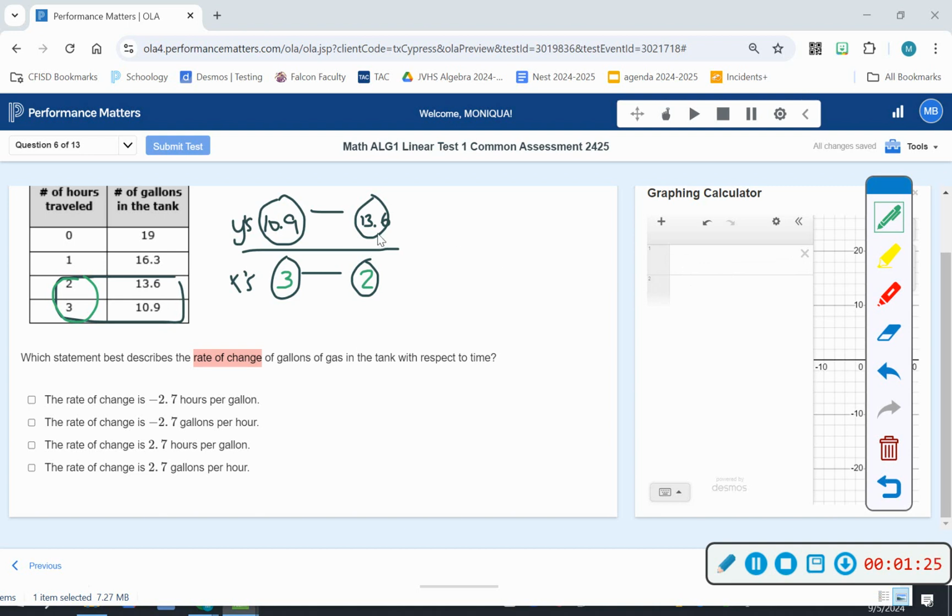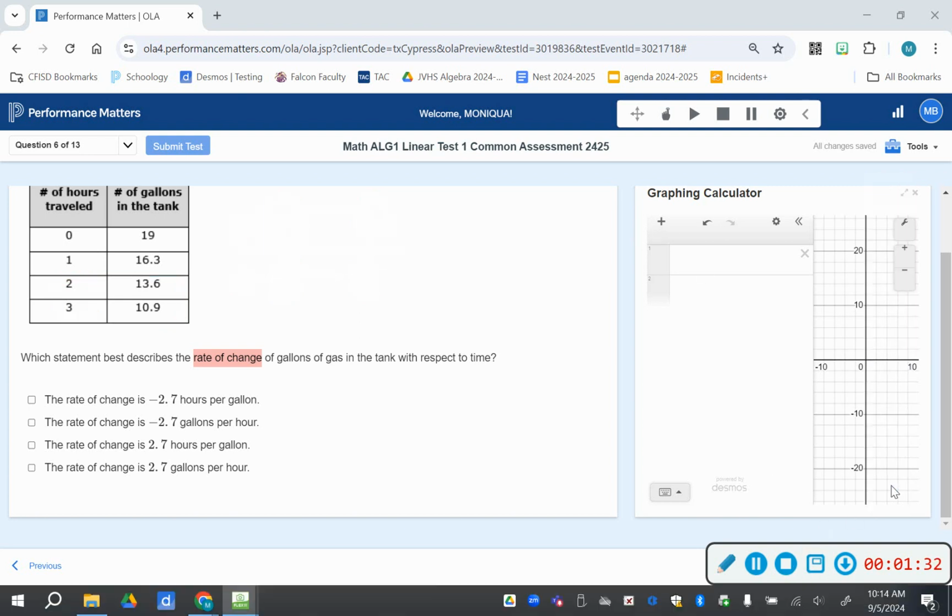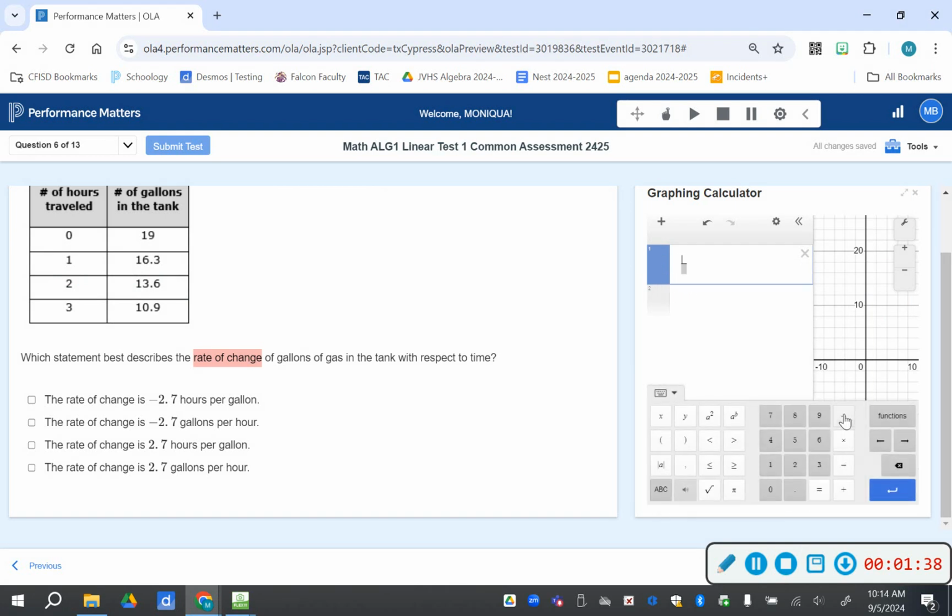Please make sure you understand that once these values go in the graphing calculator, if you're using slope formula, you have to make sure that you put them in exactly like they should be. I like to always click my division symbol first, so then I can see that the top number goes in there first, 10.9 minus 13.6. And then at the bottom, you will put your x values in, 3 first, then 2, and then answer your question.